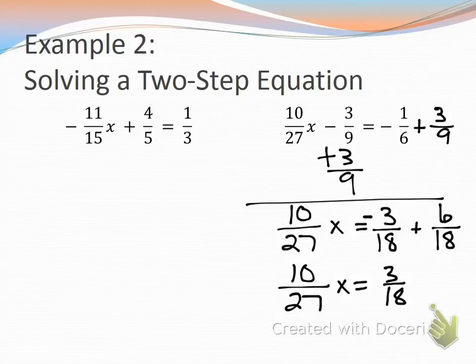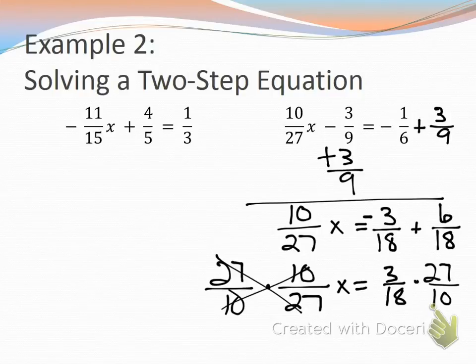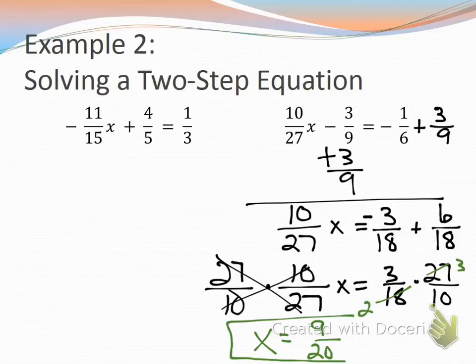Now what do I multiply both sides by? 27 over 10. And now you can cross reduce 2 and 3. And I get x equals 9/20. Wait, 9/20. Yep. Yeah. 3 times 3 is 9. 2 times 10 is 20.